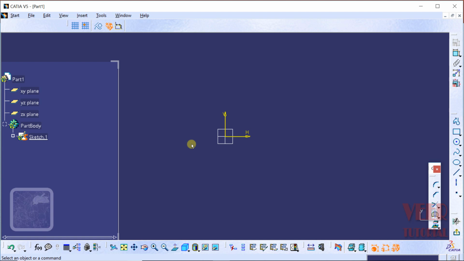So again in CATIA, we have two types of geometric constraints. One is manual constraint and the second is auto constraint. Manual constraints are those constraints that we insert manually, and auto constraints are automatic constraints that are created by the software itself. So first of all, we will have to know what are constraints.